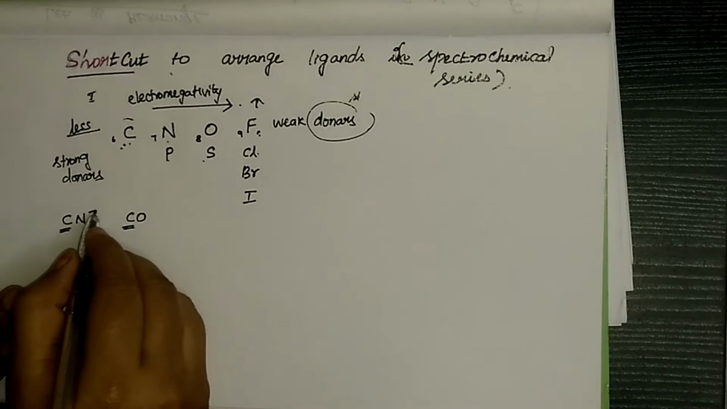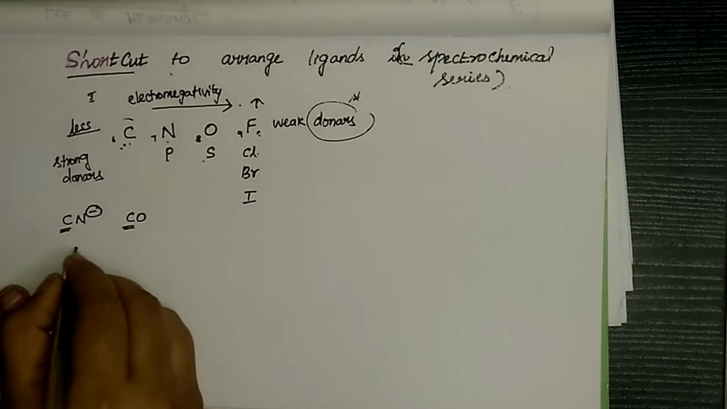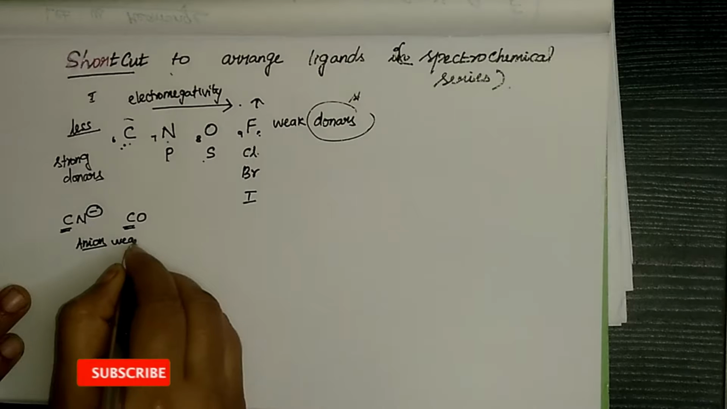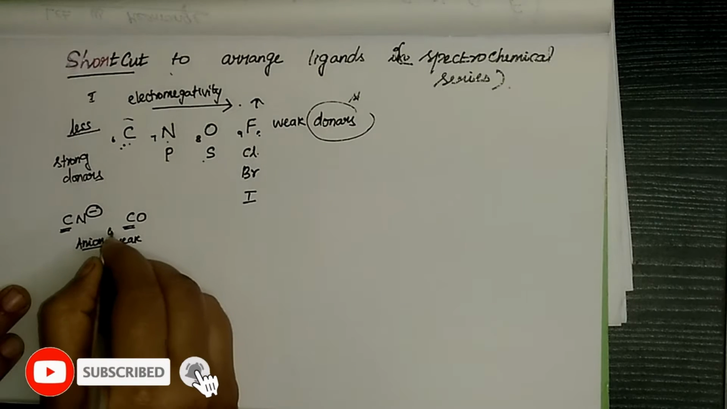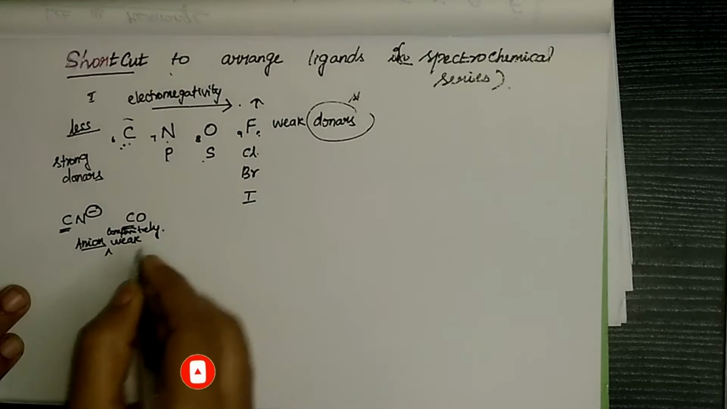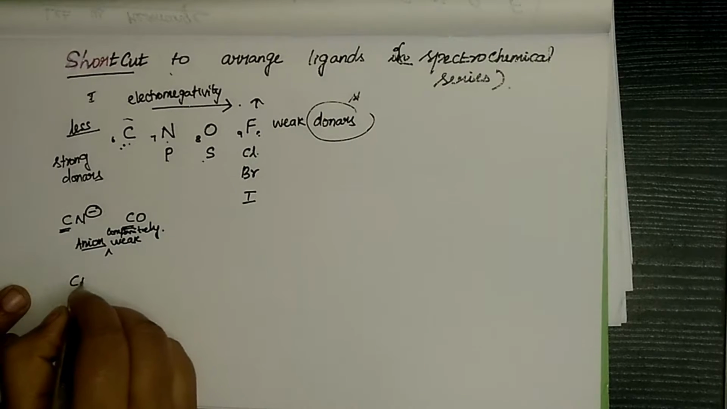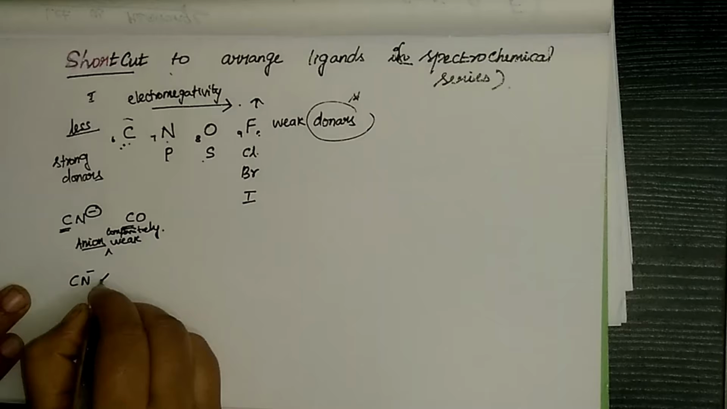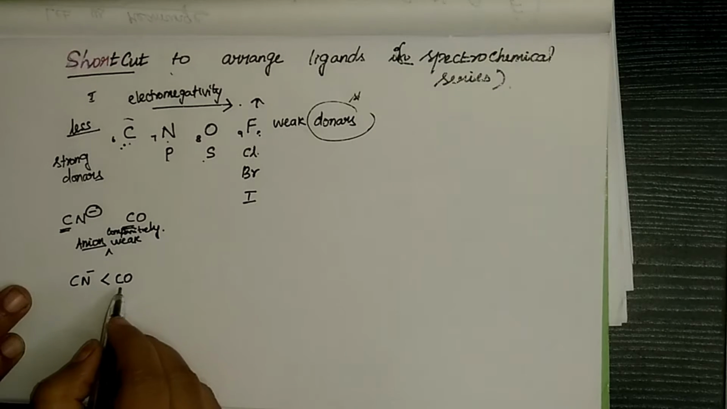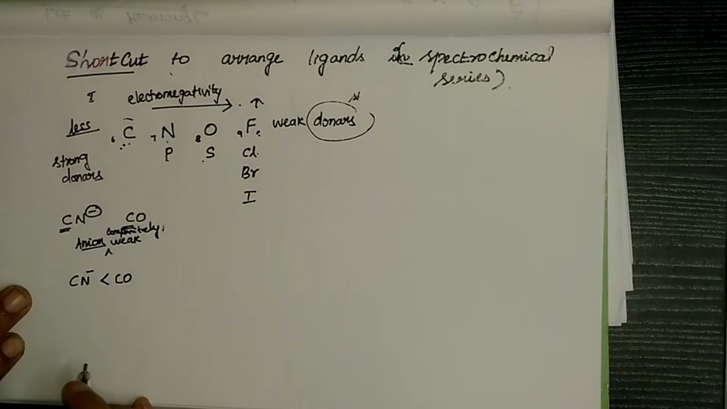See here, when you have an anion, this is weak. Comparatively weak, not the very weakest, it is comparatively weak. So in this case, CN minus will be a weaker donor than carbonyl. See, we have so many explanations, I am giving only the shortcut.